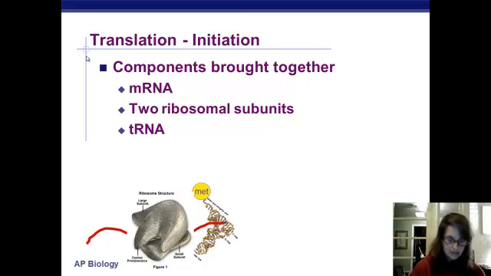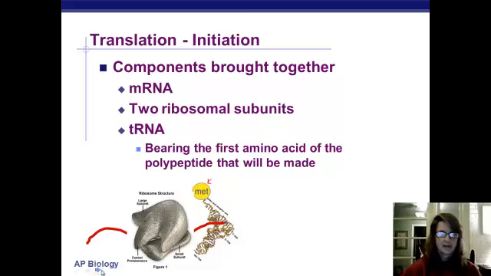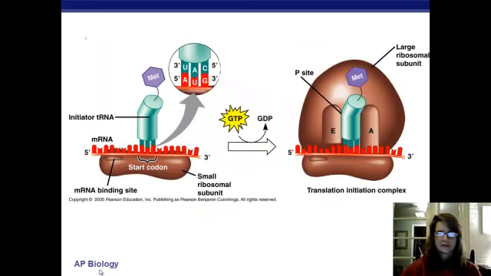Let's not forget as well that in order to initiate, you need the correct amino acid to do that. You need the Met amino acid because that is always the first amino acid, because the start codon is always going to be AUG, which tells us we have to put methionine in the first slot. Okay?